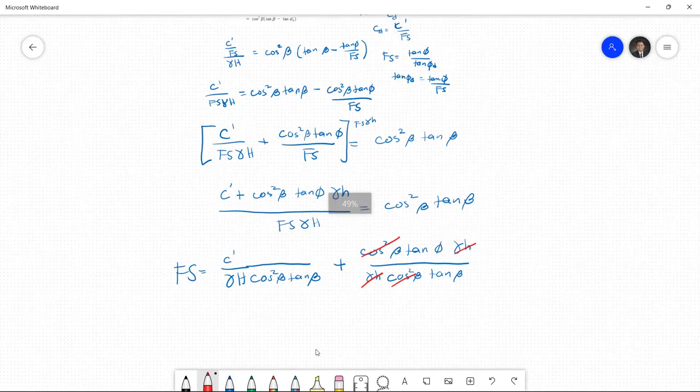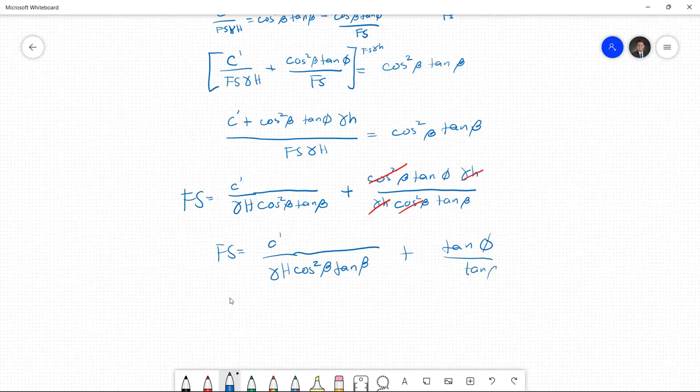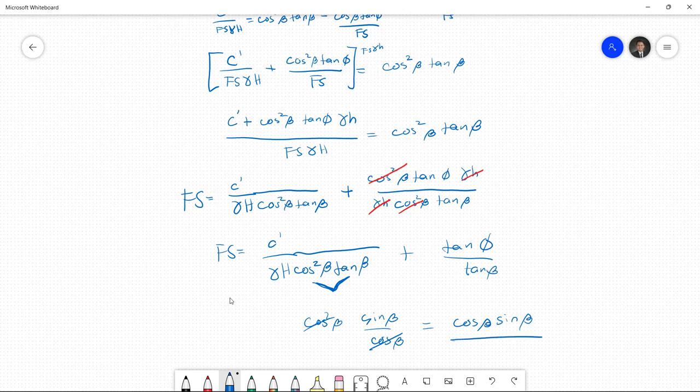Therefore, the final formula for the factor of safety will be equal to C prime over gamma H cosine squared beta tangent beta, plus tangent phi over tangent beta. So some books, sinimplify pa nila yung cosine squared beta tangent beta. Cosine squared beta tangent beta is sine beta over cosine beta times cosine squared beta, therefore it is equals to cosine beta sine beta. Okay, so baka may makita kayo na ibang notation, so they are the same.